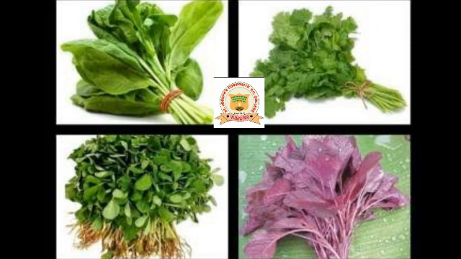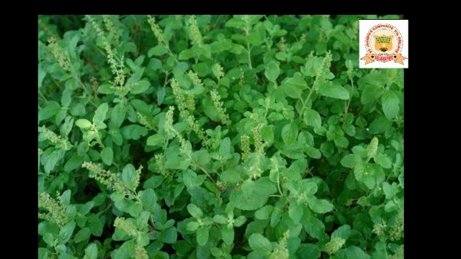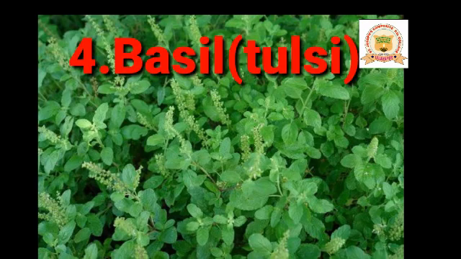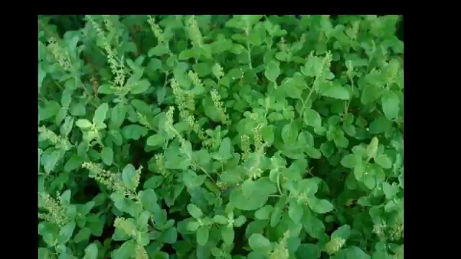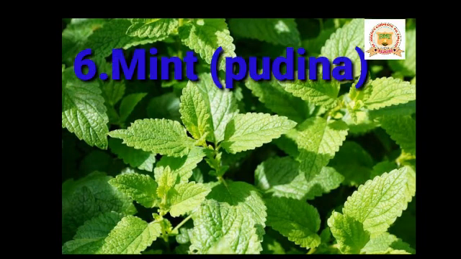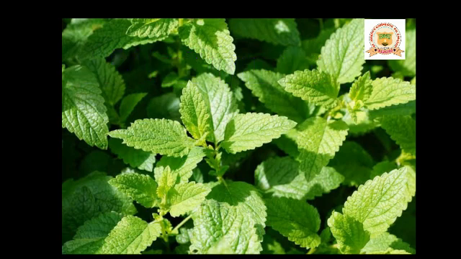Now I will tell another example. That is basil. Basil means what? Tulsi. It is also an herb. The botanical name of tulsi is basil. Now the next example of herb is mint. Mint means pudina. It is also an example of herb. So I told the examples of herbs.